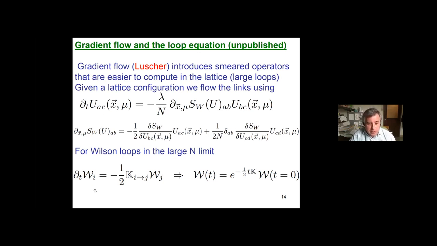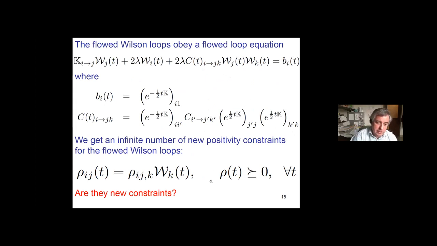But we check that if you flow the Wilson loops using the same thing, they just flow with the same operator that appears in the loop equation. So you just do some exponential acting on the Wilson loops, and you get the flowed Wilson loops. But one thing we can check is that the flowed Wilson loops, if you put them in the same matrix row, should still be positive definite, which will be giving us an infinite number of new positivity constraints. However, we don't know if these positivity constraints are new or are included in the previous constraints.